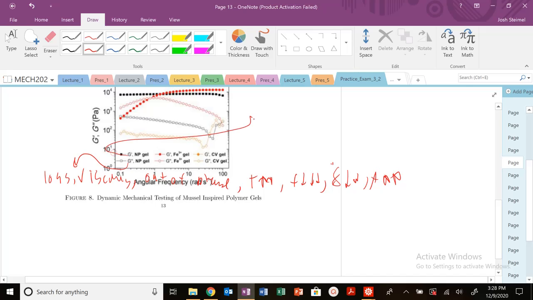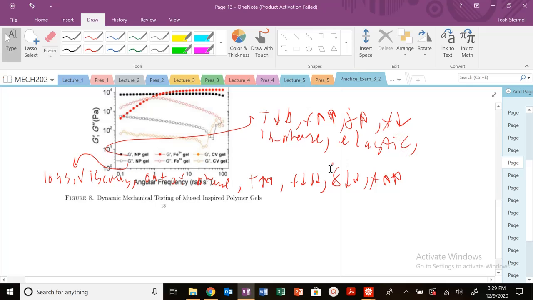G prime is essentially the exact opposite. Temperatures are very low, frequencies are very high, strain rates are high, and times are very short. They are in phase, they are elastic. This is the storage modulus.